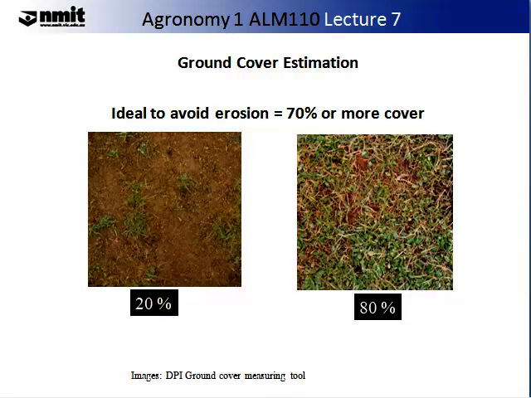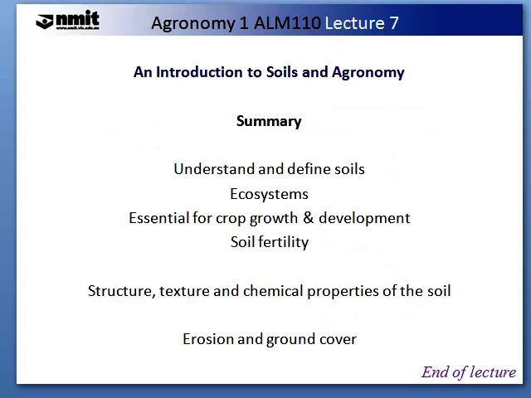This slide shows two images obtained from DPI. One on the left-hand side demonstrates 20% ground cover estimation, while the one on the right-hand side shows 80%. To avoid soil erosion, you should aim for 70% or more cover on your soils. And that brings us to the conclusion of the lecture on an introduction to soils and agronomy.